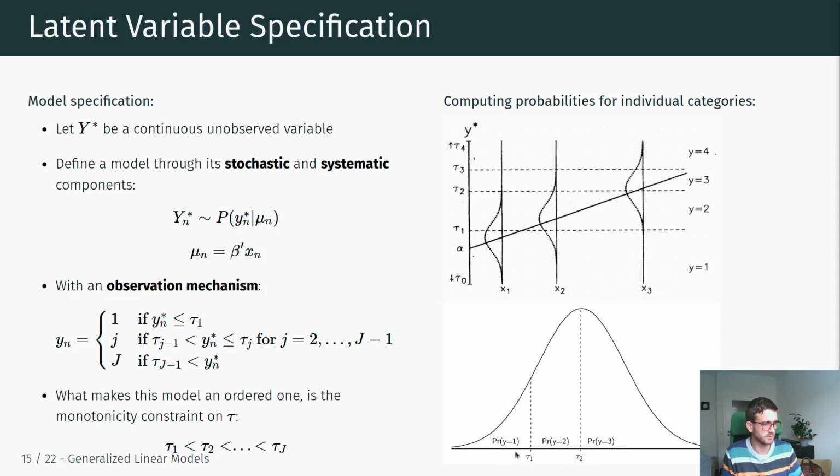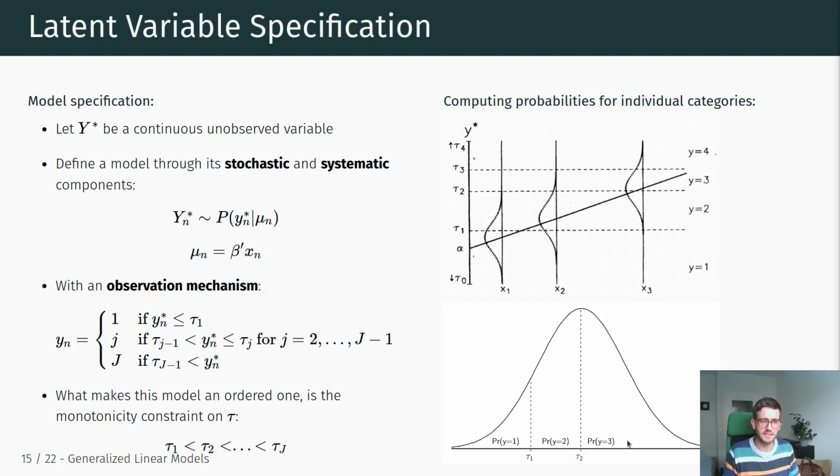Okay, and again, this is now just looking at one specific cut point. Assuming, for example, we only have 3 different categories, we could compute the probability mass up to tau 1 to get the probability of y equals 1. Between tau 1 and tau 2, the probability of y equals 2, and larger than tau 2, the probability of y equals 3. Okay, so again, make sure to go back to the latent variable specification of the logistic regression to compare and see that this is just an extension where we add additional thresholds in this observation mechanism. But the underlying logic is essentially the same.